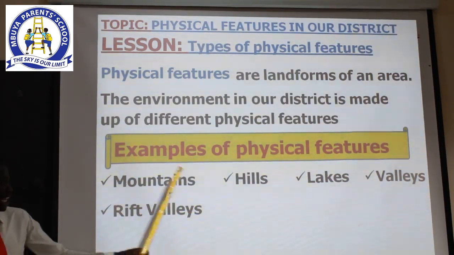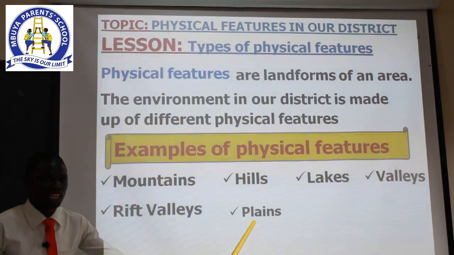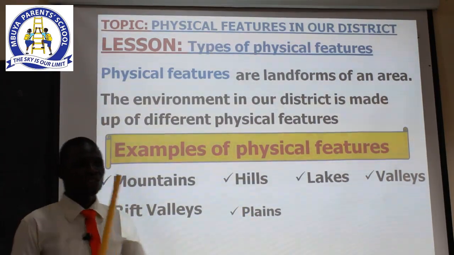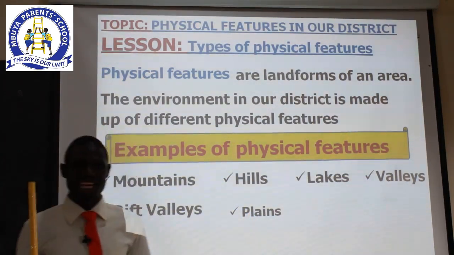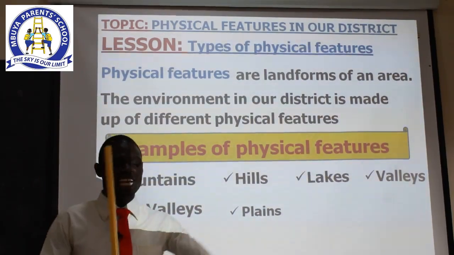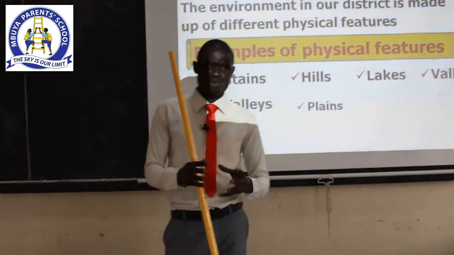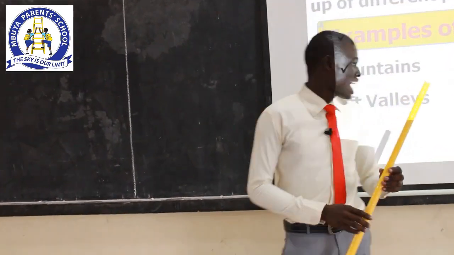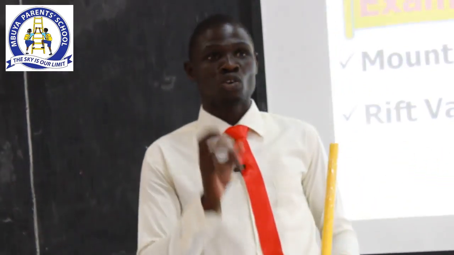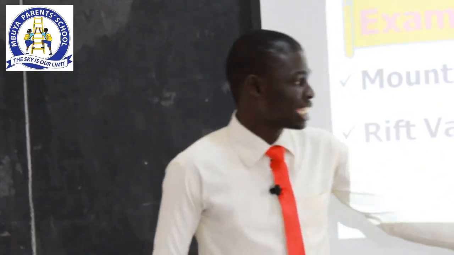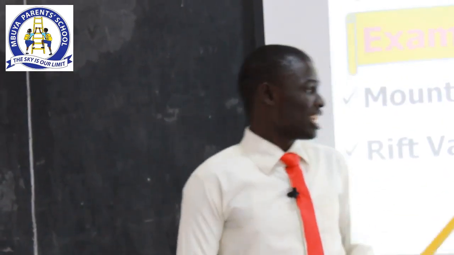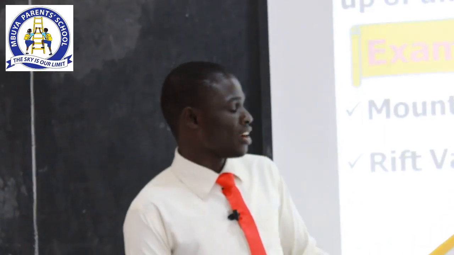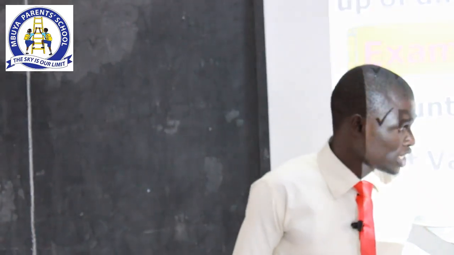Let's move on to the next physical feature, which is plains. In primary 3, most of you were able to tell me that a plain is like a plain paper. But now, we don't say that a plain is like a plain paper, but we shall say a plain is a large, flat piece of land. Let us continue to another physical feature, which is the springs.